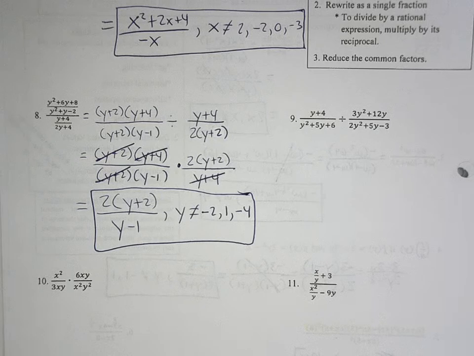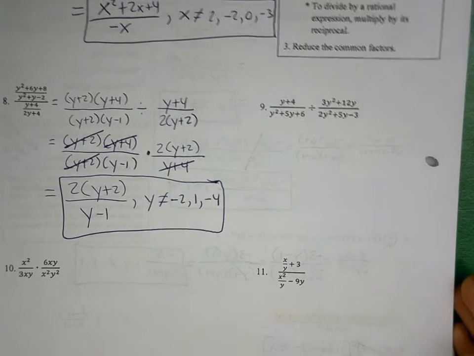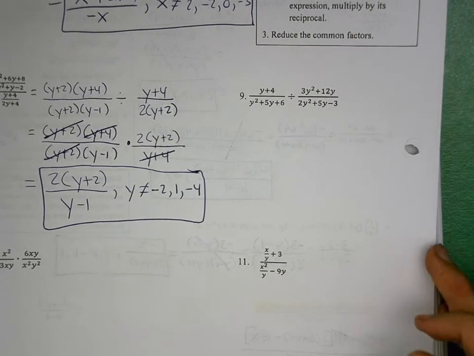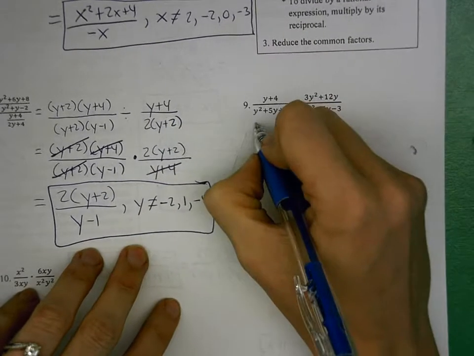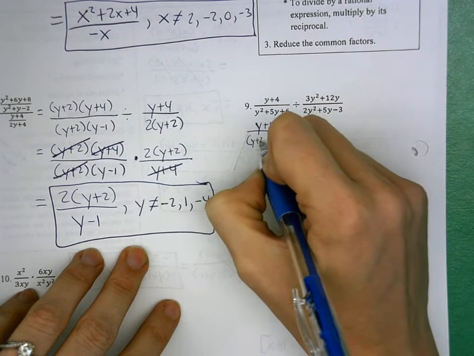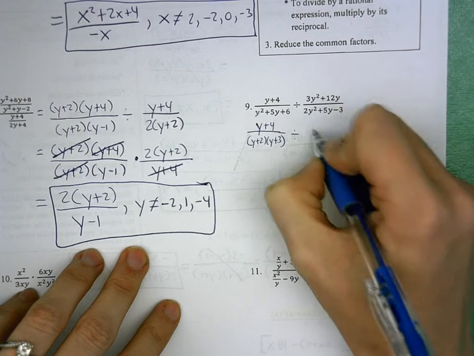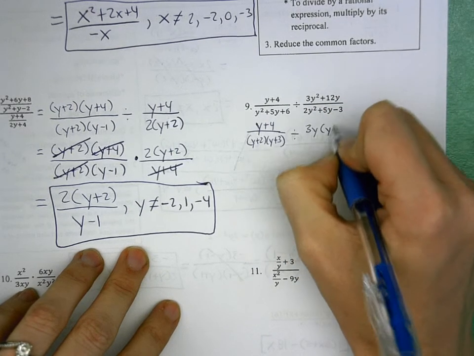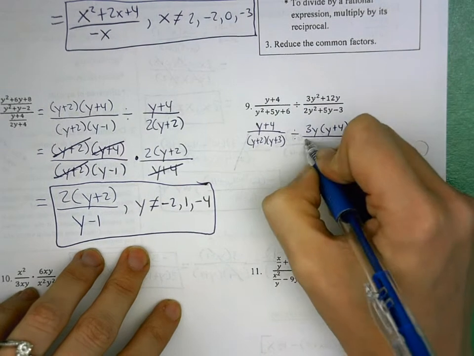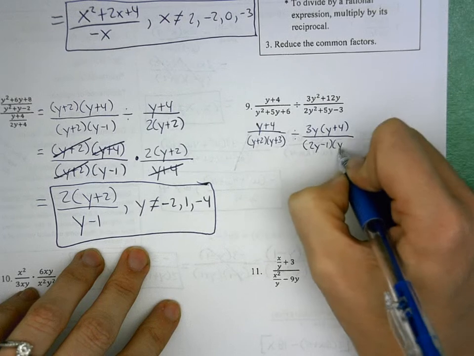Okay, so one more. If you haven't already, pause the video, give it a shot on your own, restart it when you are ready. Okay, factoring, we have y plus 4 over down here it's y plus 2 times y plus 3, divided by 3y is a GCF that's getting pulled out, leaving me with y plus 4. And here we have 2y minus 1 times y plus 3.